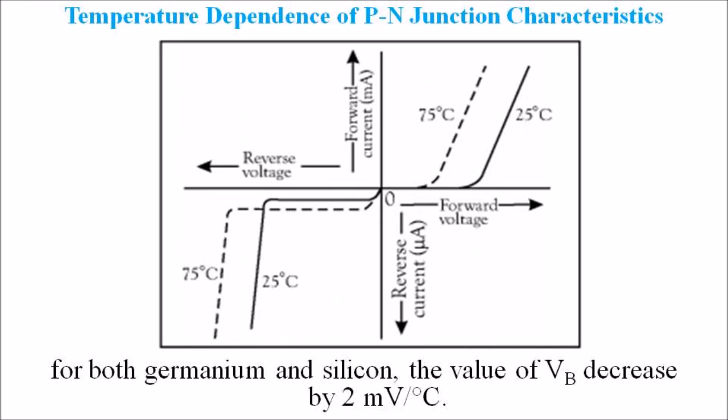As shown in this figure, in the reverse bias region, the breakdown voltage VBR increases with the increase in temperature, and the reverse saturation current IO increases to almost double in magnitude for every 10 degrees Celsius increase in temperature. So this is the temperature characteristic of a diode. So as we mentioned, if the temperature increases, the breakdown voltage also increases.